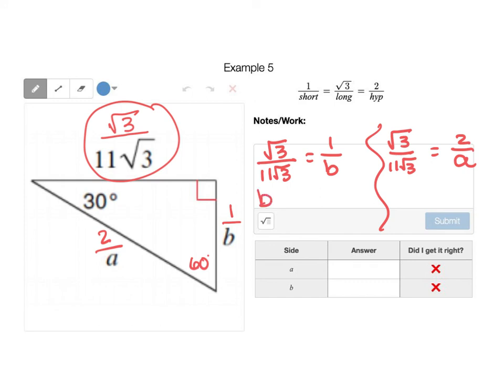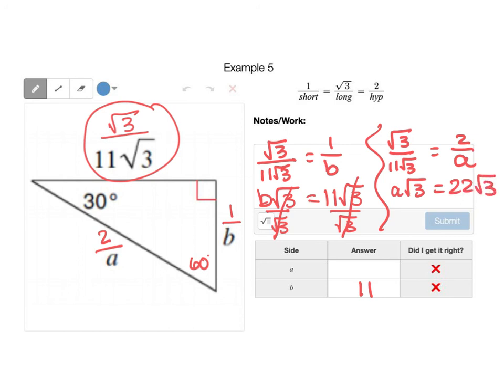Okay, when I cross multiply, I get b root 3 equals 11 root 3. Okay, divide by root 3. Cancel out. b equals 11. For the a, we have a root 3 equals 22 root 3. Divide by root 3. And just like the other side, they cancel out. a equals 22. And that's it. So just to kind of recap, I'll put it side by side on the next slide.